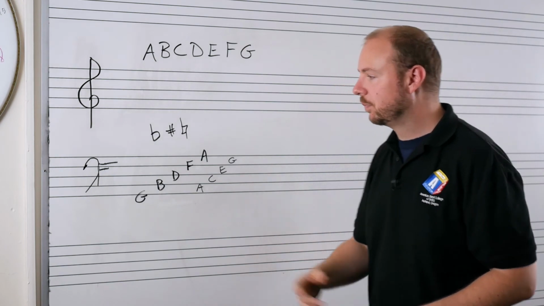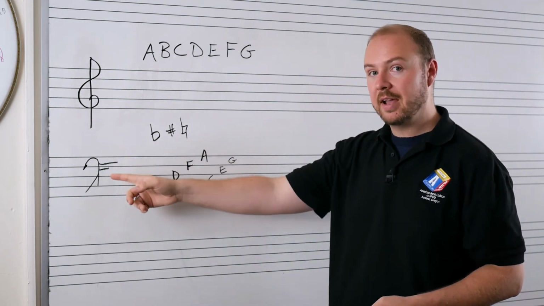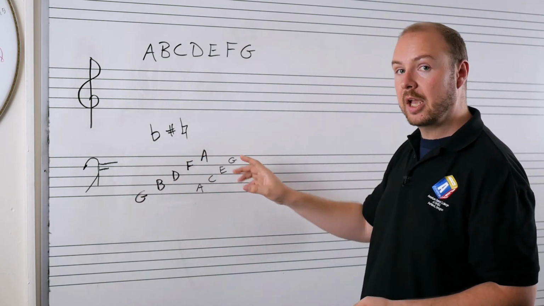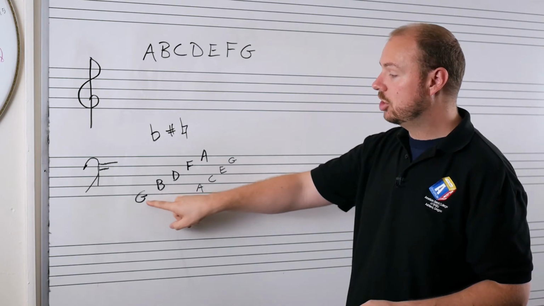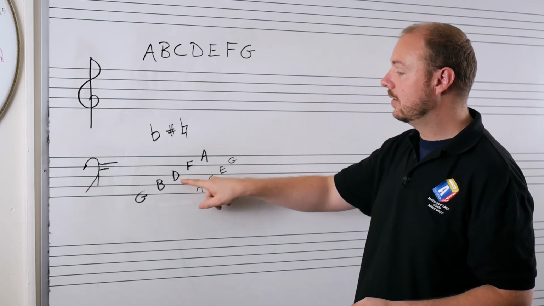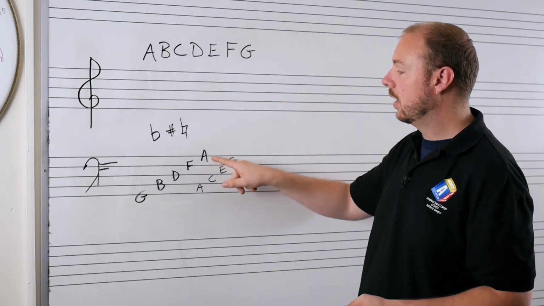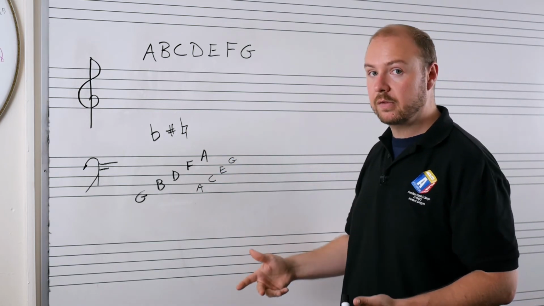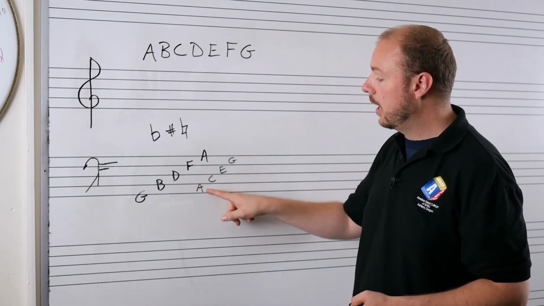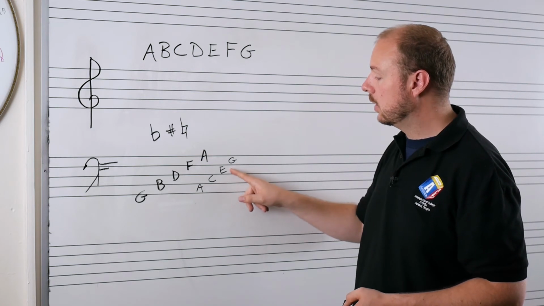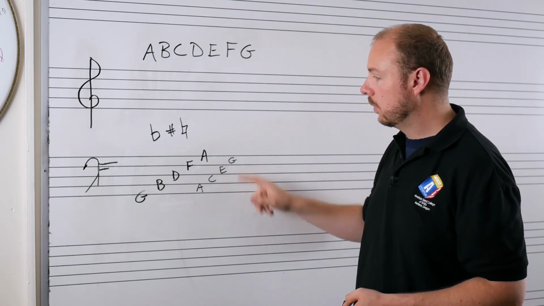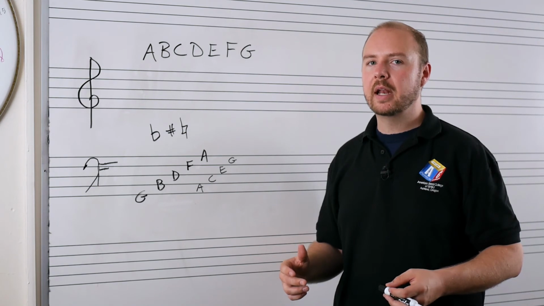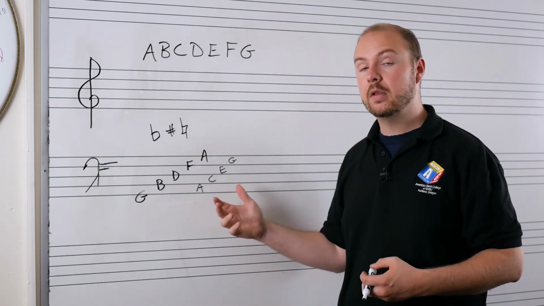Let's review. Bass clef or F clef, the lines in order are G, B, D, F, A. The spaces in order are A, C, E, and G. I hope this gives you a better idea on how to identify notes in the bass clef.